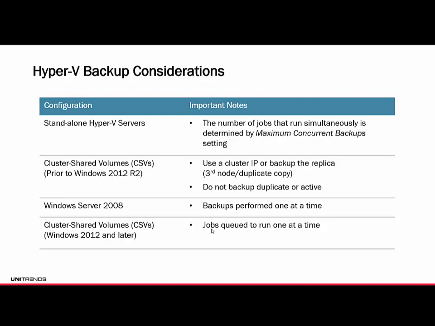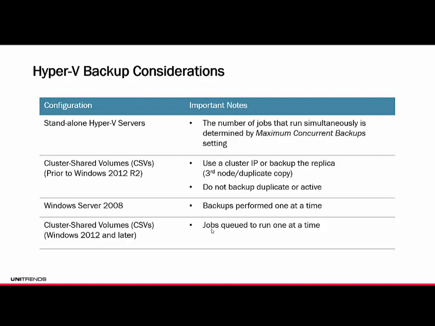Now, if I'm configured for clustered shared volumes, CSVs, prior to Windows 2012 R2, you want to make sure you use the cluster IP, or you want to back up from the replica or the third-party node, the duplicate copy. Back up from there. Do not back up duplicate or active. Windows Server 2008 backups are performed one at a time.